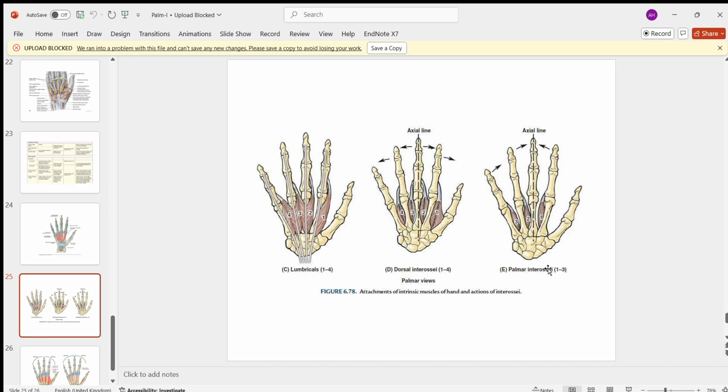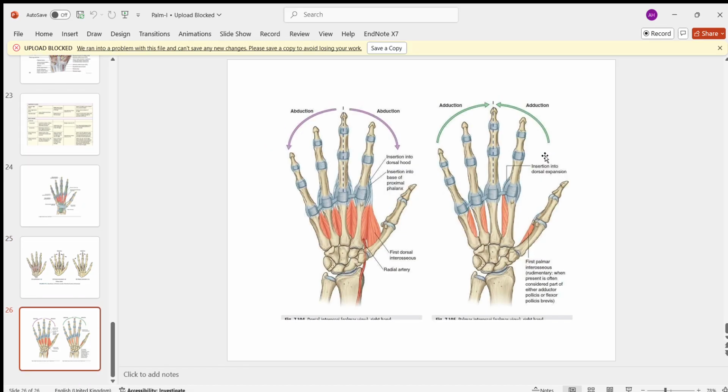Now coming to the palmar interossei, these are four in number, as I have told you. The first one might be rudimentary. So one is attached here, then the second, third, and fourth, and their action is adduction. The middle finger is the axial line, and the movement of these digits towards the midline is called adduction. Here again we can see abduction by the dorsal interossei.